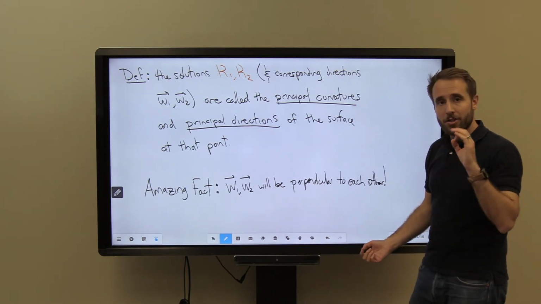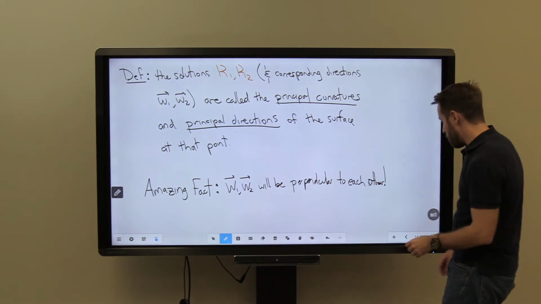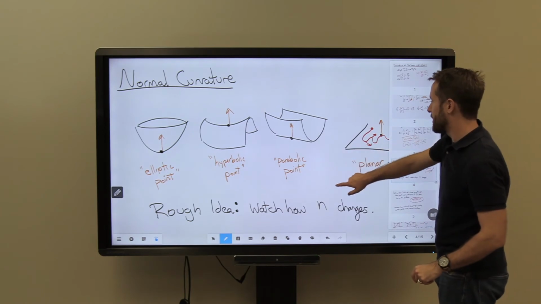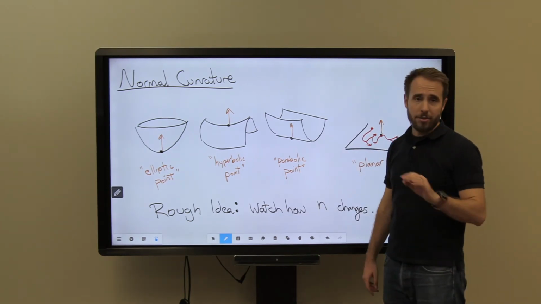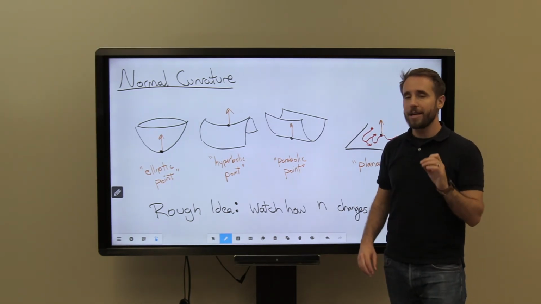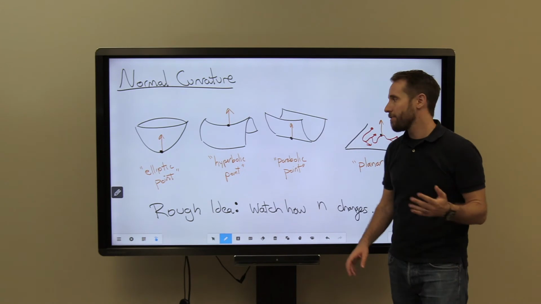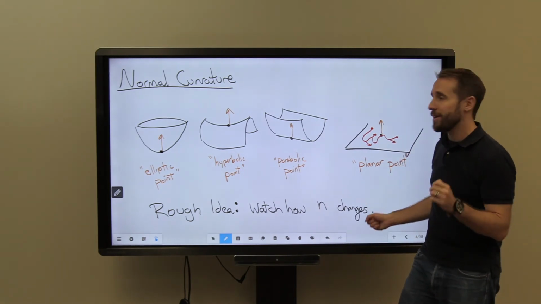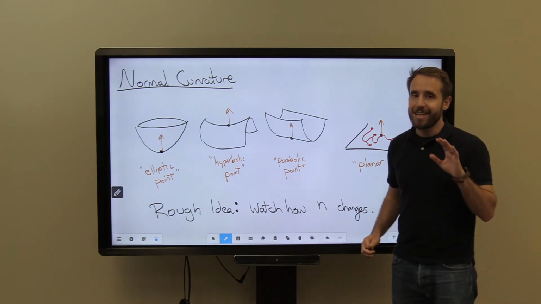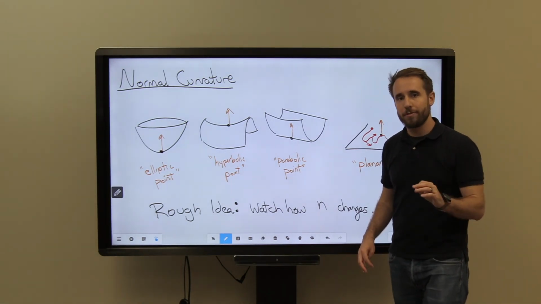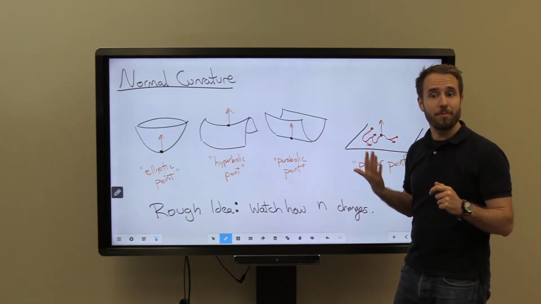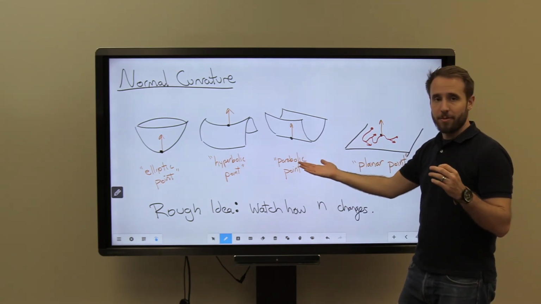All right, so I want to end this video just by jumping way, way back to one of our earlier pictures. Here we go. This is from several videos ago, we had talked about how surfaces could look different at different points depending on how they were curved. And I named these four kinds of points, the elliptic, hyperbolic, parabolic, and planar points. With the introduction of our principal curvatures, I'm now in a position to tell you what makes an elliptic point an elliptic point. And similarly for the others.